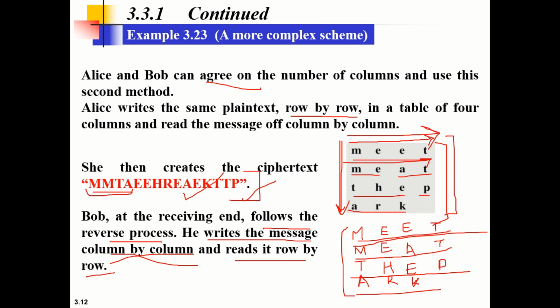So you must have noticed that in the rail fence cipher also, and in this scheme also, we have not used any key over here. We are just playing with the plain text, right? So that is why we call it keyless transposition. Next we'll be discussing keyed transposition.